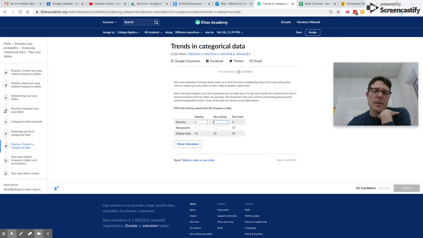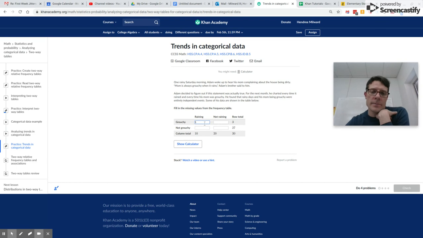So this definitely couldn't be a 3. If it were 30%, then what's 30% of 20? That's 60. Sorry, that's 6. So this 3 plus 6 would be 9. The row total's way too big. So we have to get smaller.